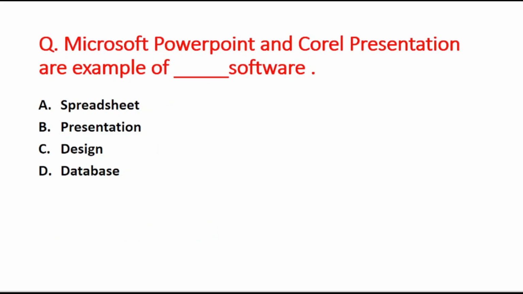Next question is, Microsoft PowerPoint and Corel presentation are examples of blank software. A option is spreadsheet, B is presentation, C is design, and D is database. So Microsoft PowerPoint and Corel presentation both are the example of the presentation software. So option B is the right answer.